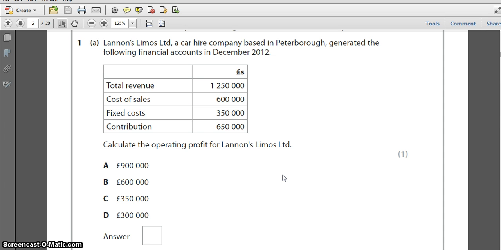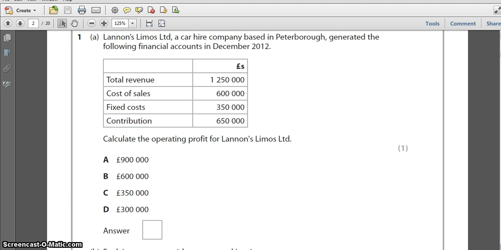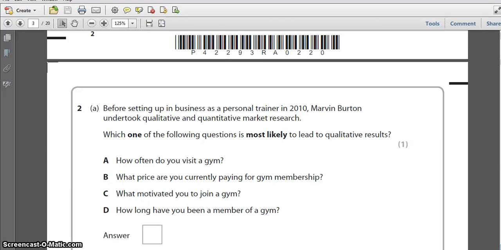So for this one, you don't really need to give any definition. You could just write the equation out. So operating profit equals total revenue minus total costs. Show your working out, show that the answer is D. That's it, you've got your 4 marks. Move on to the next one.